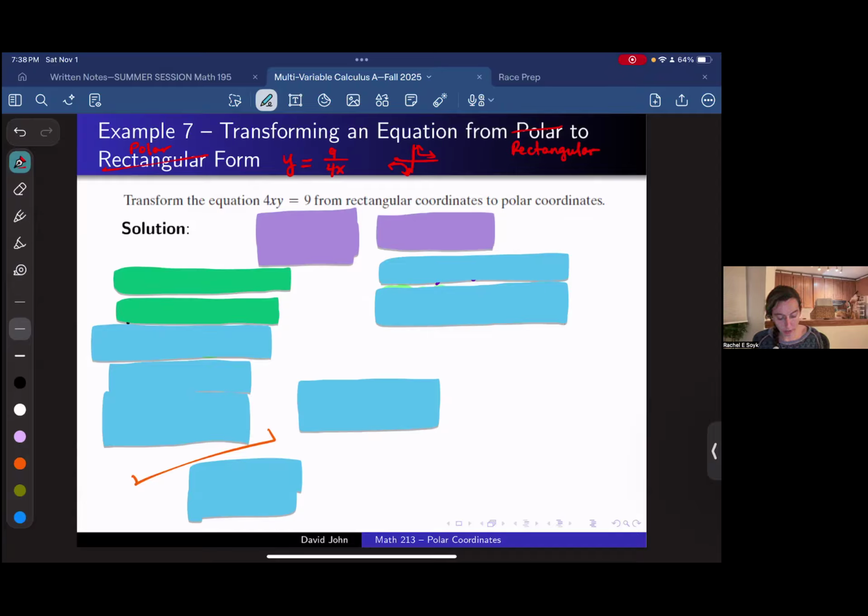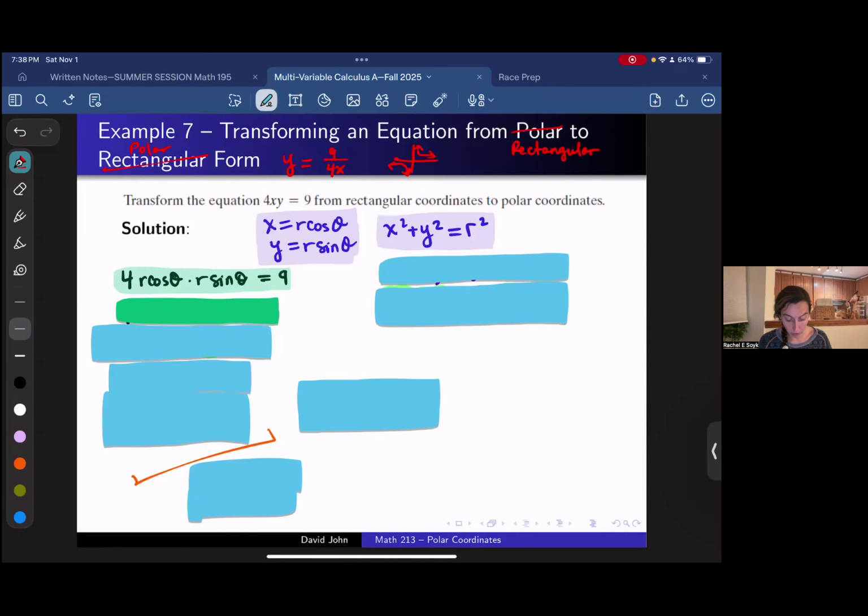So our nice substitutions, we have our x is equal to r cosine theta, our y is equal to r sine theta, and then we have the good old x squared plus y squared equals r squared. And so wherever we see an x, we're going to change it to r cosine theta. So we have 4 times r cosine theta times our y, which is r sine theta, is equal to 9. And this is the same as 4r squared cosine theta sine theta is equal to 9.